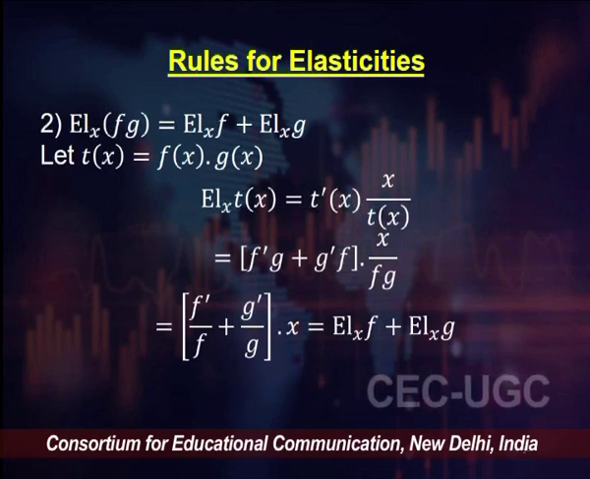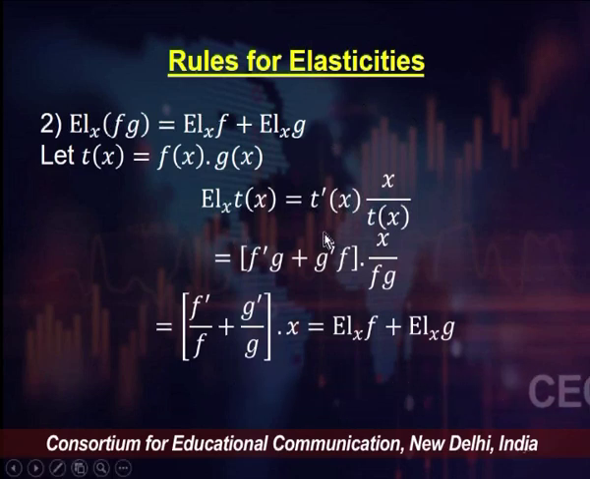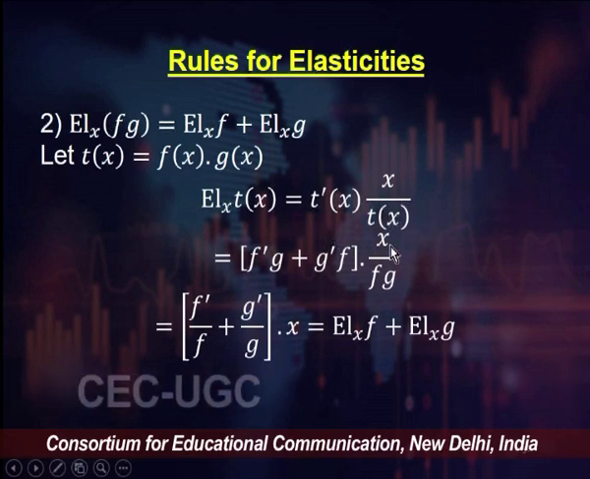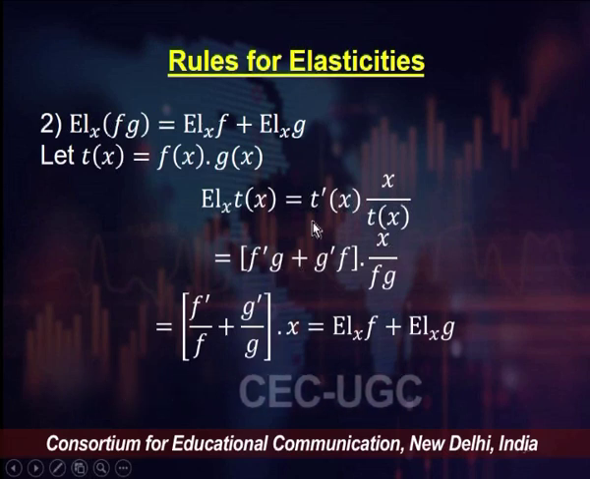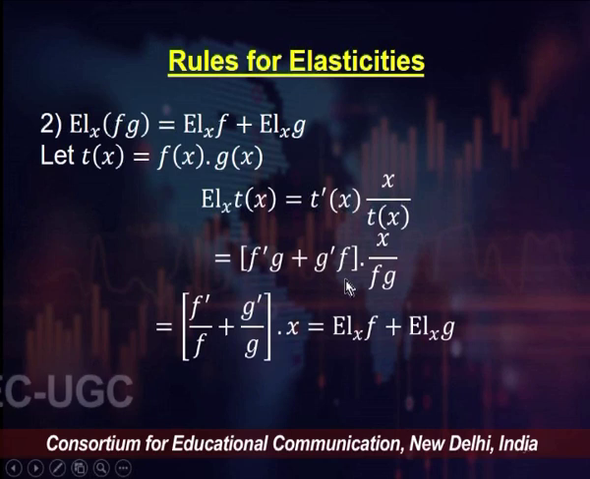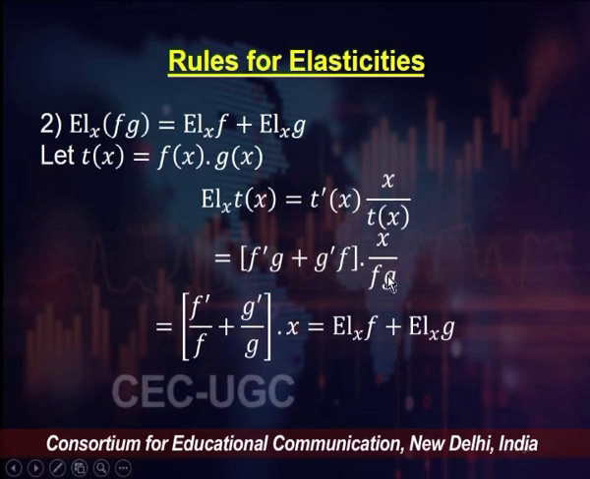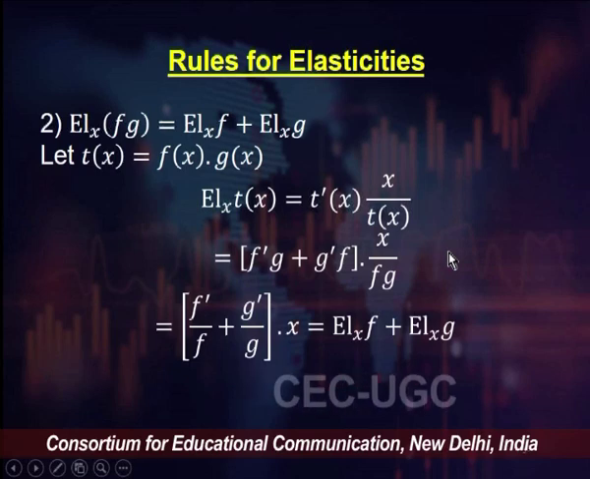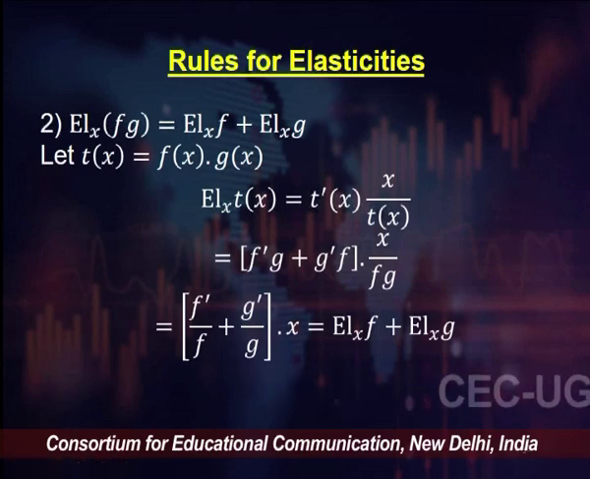Then the elasticity of t of x with respect to x is nothing but t prime of x times x divided by t of x by definition. And t prime of x is by the product rule equal to f prime times g plus g prime times f, and this whole thing is multiplied by x divided by t, which is f times g.